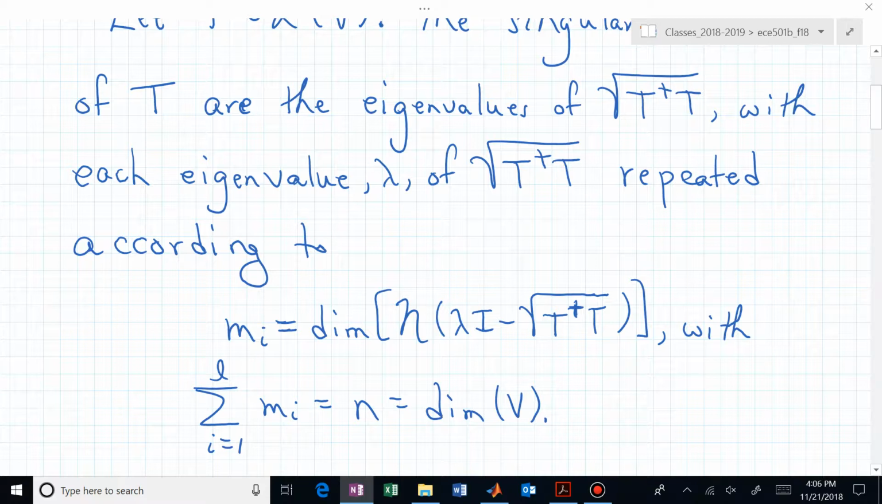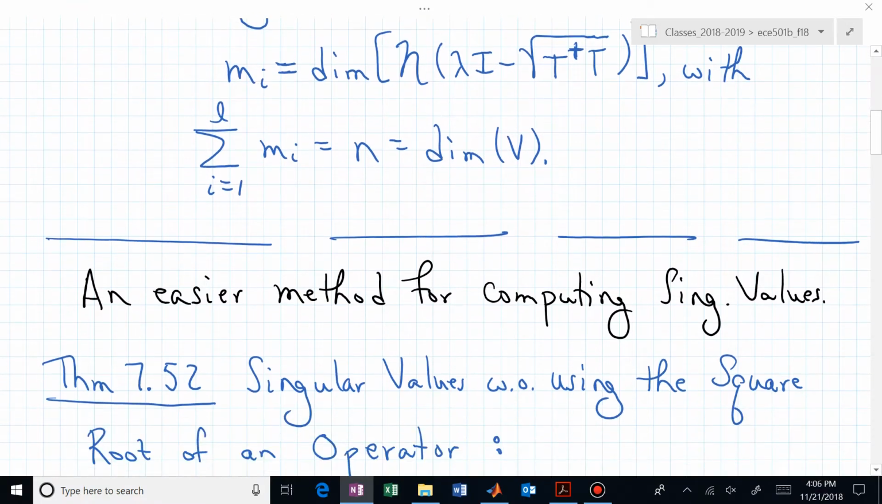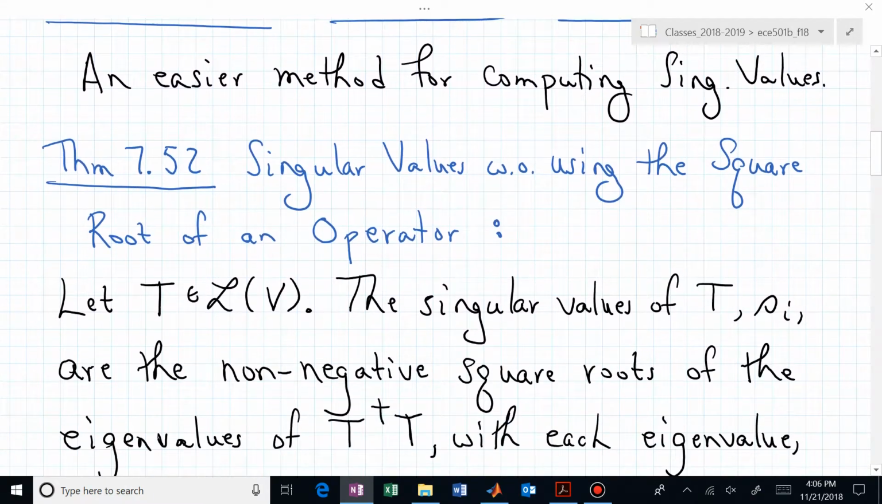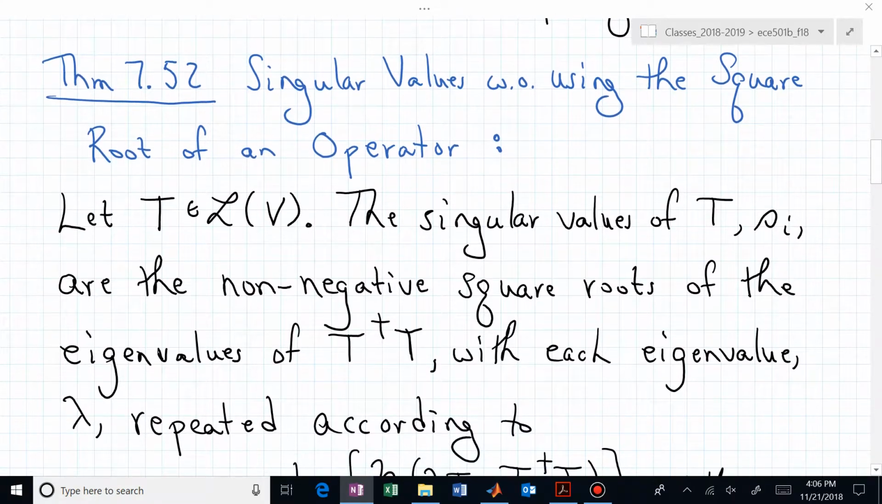So we might have 3 eigenvalues, let's say the one-dimensional is an eigenvalue of 1, the two-dimensional is an eigenvalue of 2, and the three-dimensional is an eigenvalue of 3, then we would have singular values of the operator T equaling 1, 2, 2, 3, 3, and 3. An easier way or strategy or technique for finding those singular values, we could invoke Theorem 52.